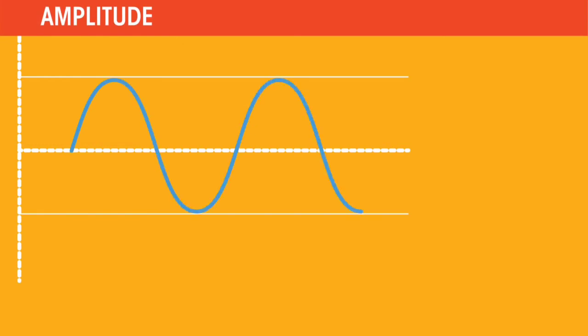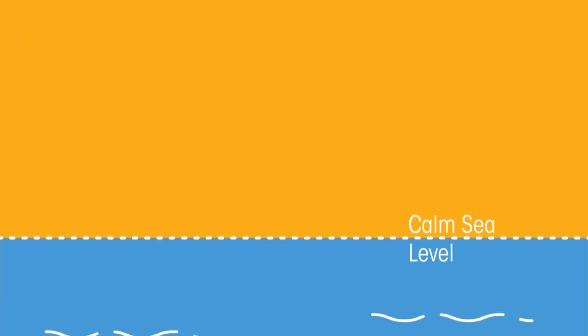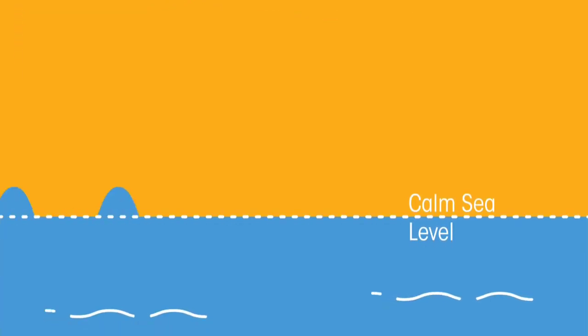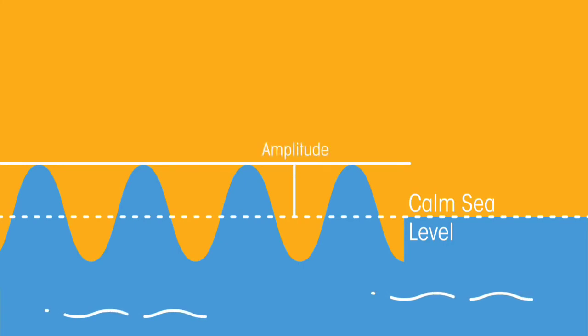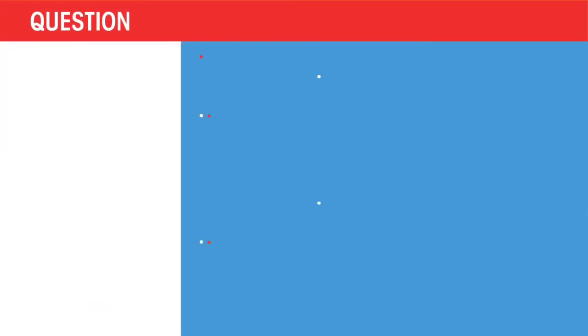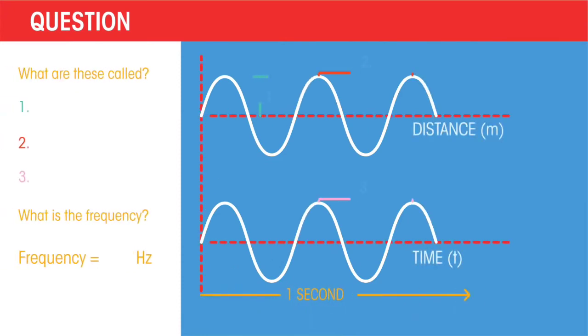As waves travel, they create disturbance. The amplitude of a wave is the distance from the maximum disturbance to the undisturbed position. Think of a very flat sea, and then an incoming wave. The amplitude is the height of the top of the wave from the flat sea. Can you add the labels to these waves and work out the frequency? Notice that the top one is distance and the bottom one is time. Pause the video, work it out and click play when you're ready. Did you get them right?